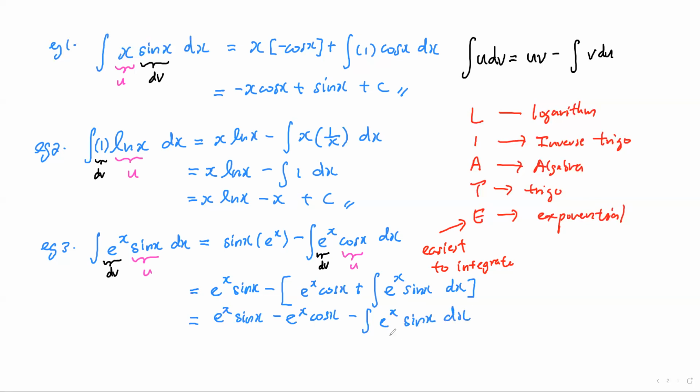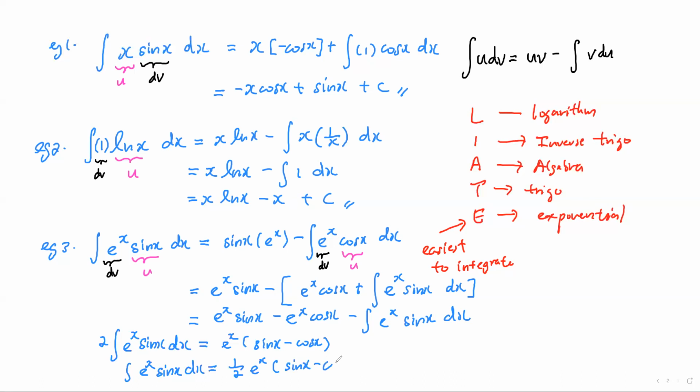So we don't have to apply integration by parts again here, right? Because if you notice, this looks the same as the original question. So I'm going to bring it over to the left-hand side. Then you have 2 times the integral of e^x sin x, and that will be equal to, I'm going to factorize out the e^x, sin x minus cosine x, all right? Then I'm going to multiply by half throughout, right? So when you integrate e^x sin x, you get half times e to the power of x times sin x minus cosine x.